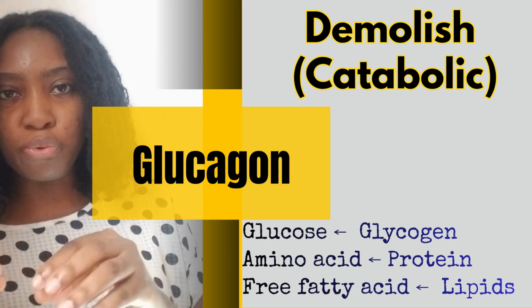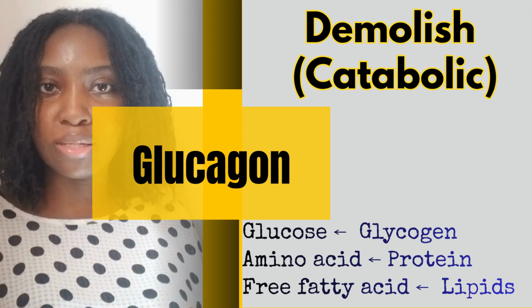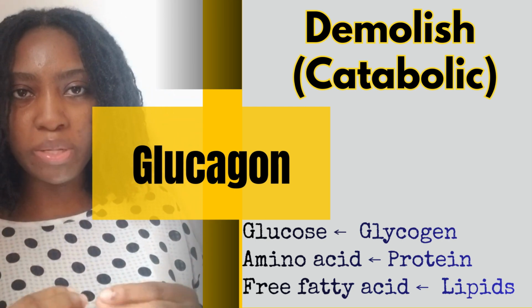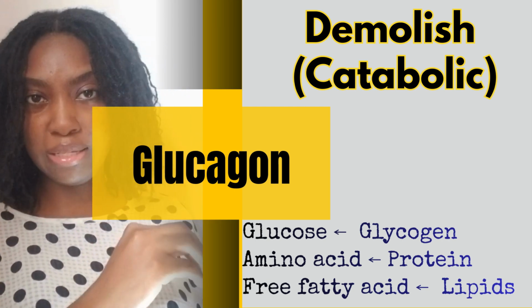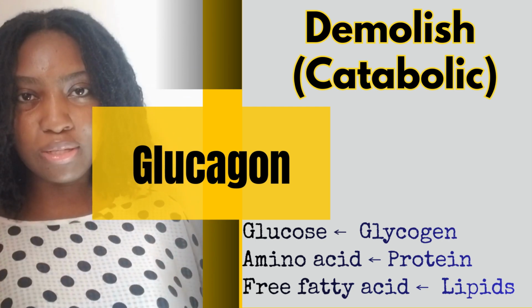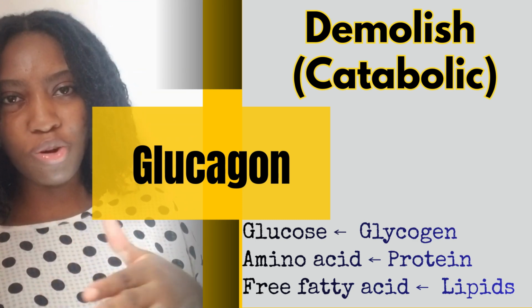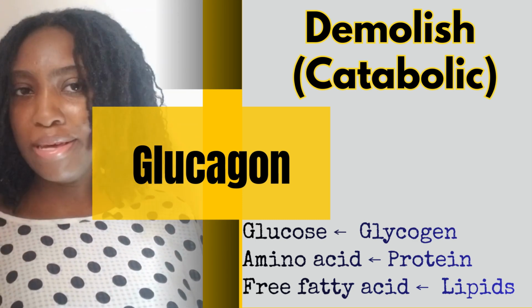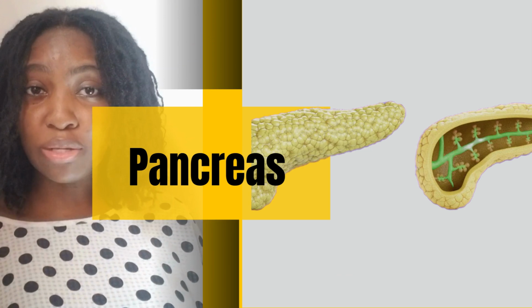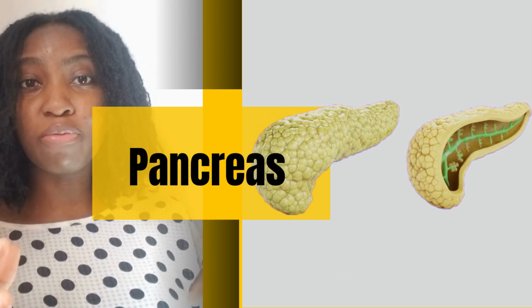It breaks down proteins back into amino acids. It breaks down lipids back into free fatty acids. So you see that they do the opposite. So that's what happens with insulin and glucagon. So where does insulin come from? Where does glucagon come from? These two hormones come from the pancreas.